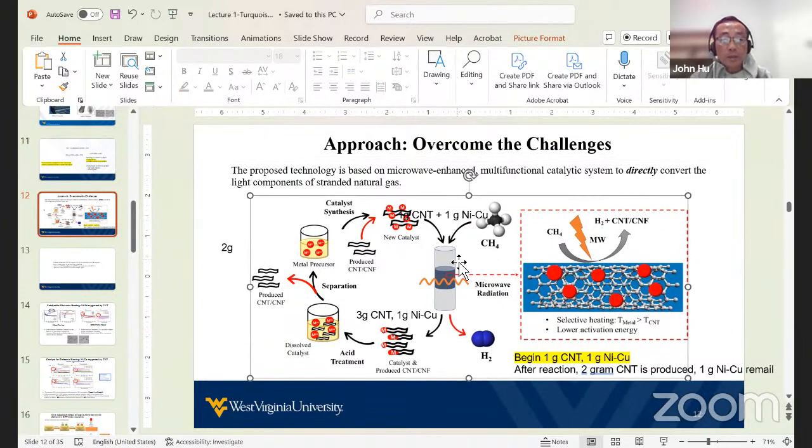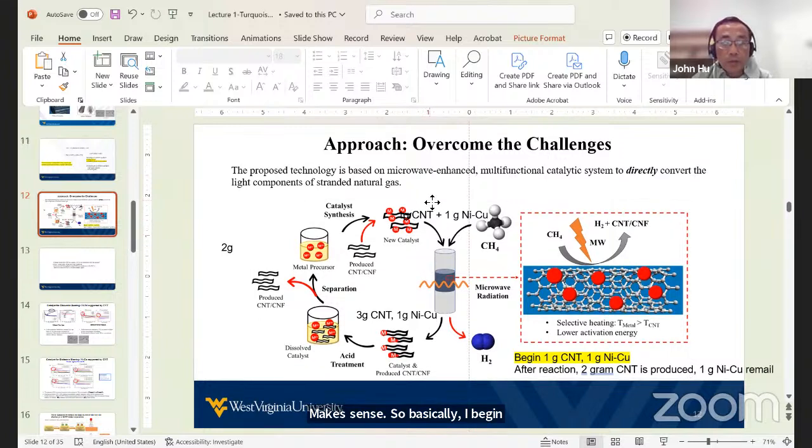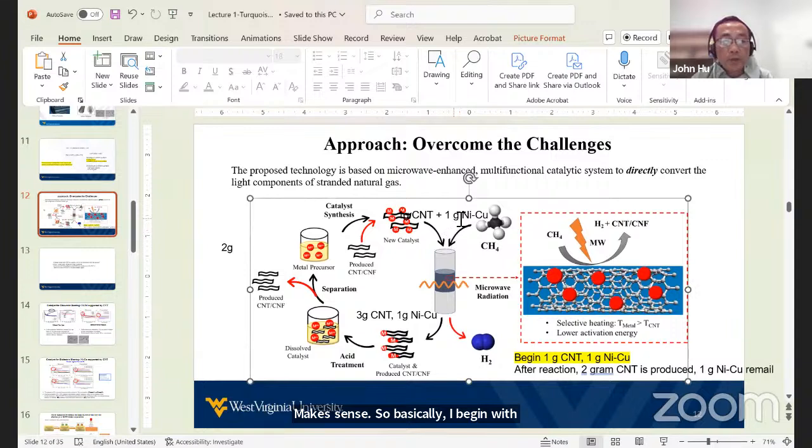Make sense? So basically, I begin with 1 gram CNT and 1 gram nickel copper, and then go into the reactor and react with the methane. So methane turned into the CNT. I produce an additional 2 gram CNT, but the 1 gram nickel copper is still in there.